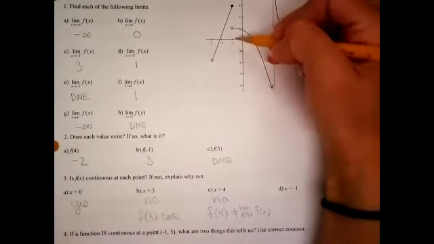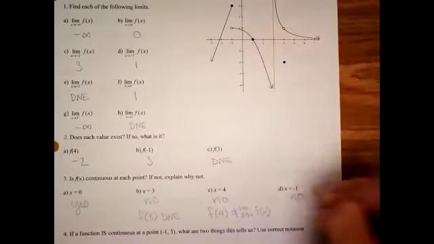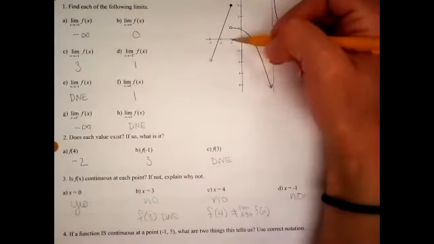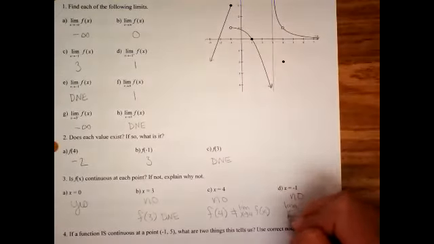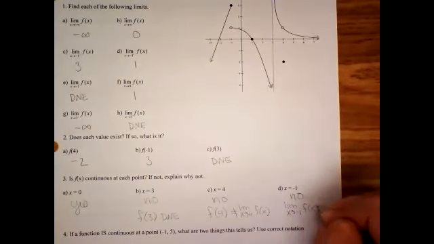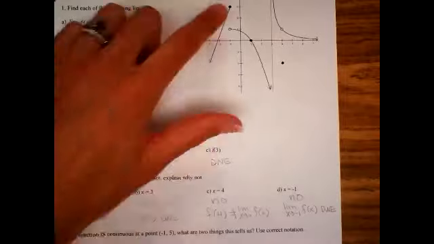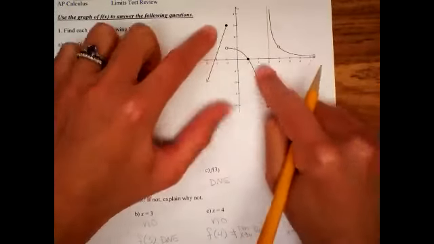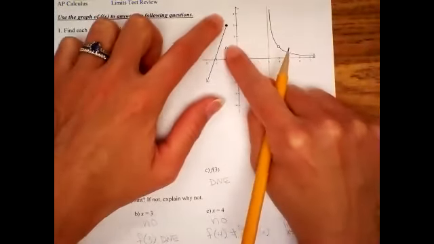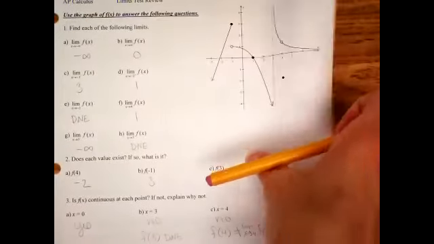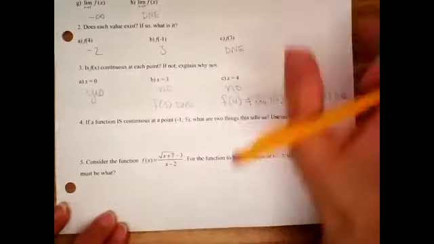All right, and then x equals -1. Again, no, there's a jump discontinuity. So we're going to say the limit as x goes to -1 of this function does not exist. There is a point, but there's not a limit. Both sides, the left and the right, aren't coming to the same place. All right, so we're done using that graph.